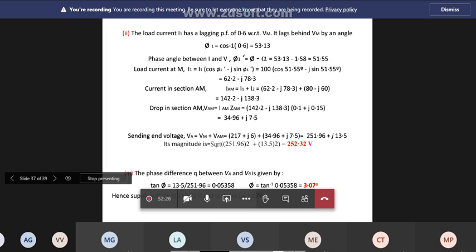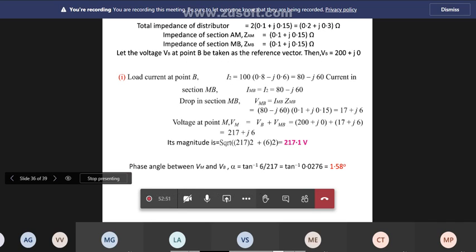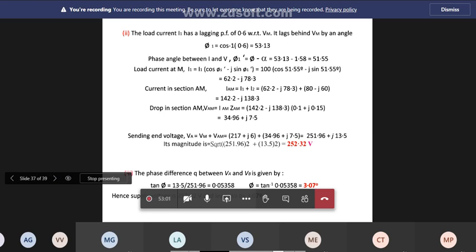So if you have some doubt, sir, you say that VA is equal to VAM plus VMB plus VB, right? So what about VM? VM is nothing but that value. Already you have to find VMB plus VB. Voltage at point M is nothing but VB plus VMB. Adding VAM extra gives the sending end voltage. That's why here I am putting VM plus VAM.